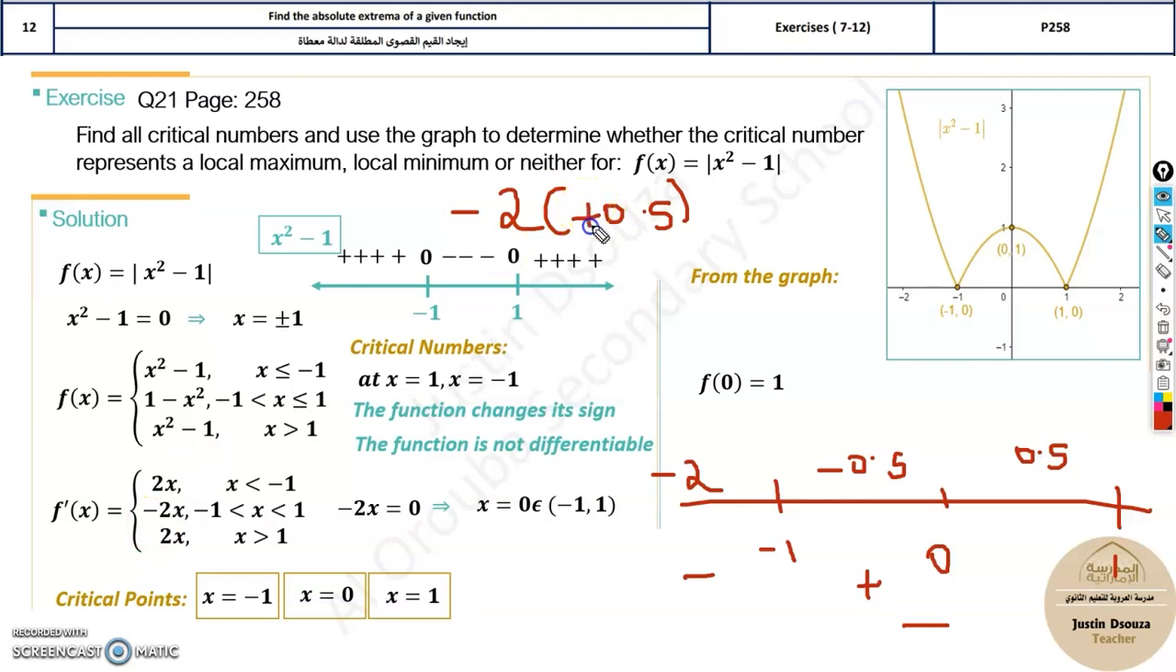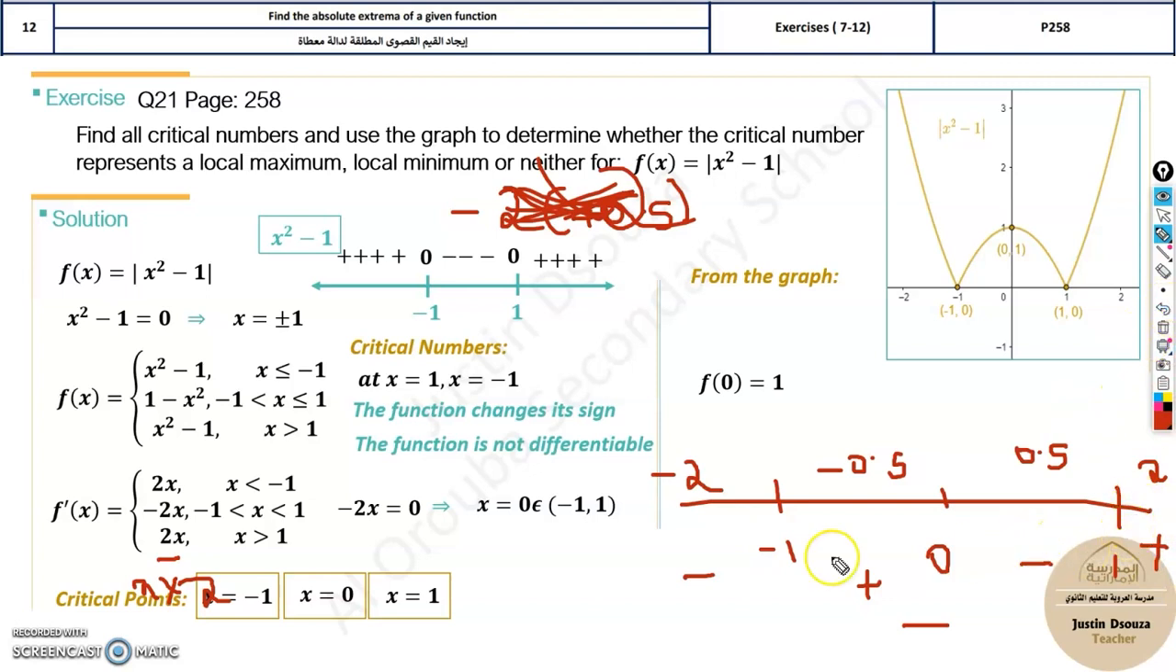Now let me substitute plus 0.5. You'll get minus. And lastly, let me take 2 over here. Substitute 2, sorry, not in this equation. See, not in this equation, it's in this. 2 multiplied by 2 would be a positive answer.